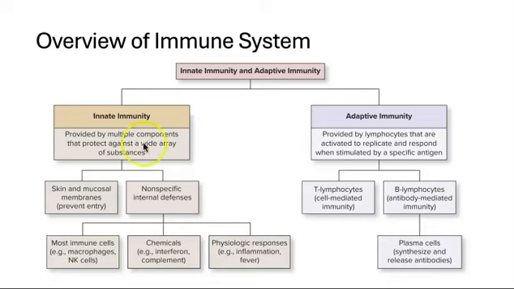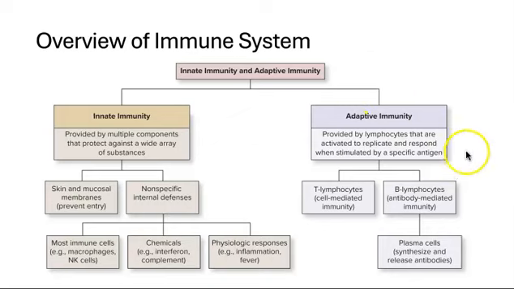We break the immune system down into innate immunity and adaptive immunity. This section is focusing on innate immunity, where we have a ton of components that are going to protect our body through an array of substances. And we've got our skin and mucosal membranes that prevent entry, and some non-specific internal defenses, such as having immune cells, like our macrophages and NK cells, chemicals, such as interferons and complement proteins, and physiological responses, such as inflammation and fever, that can ward off these pathogens.